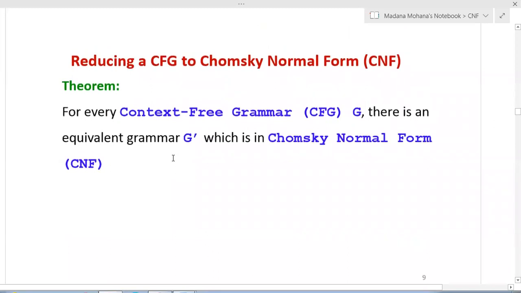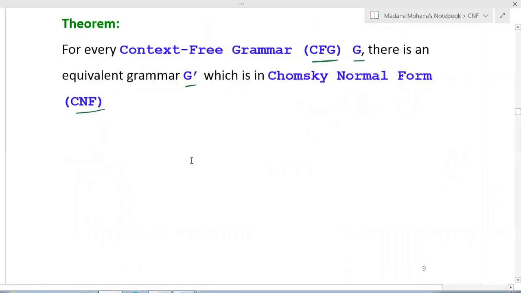Now, how to reduce or how to convert a given context-free grammar to Chomsky normal form? For this, there is one theorem. The theorem statement is, for every context-free grammar G, there is an equivalent grammar G dash which is in Chomsky normal form. That means you can take any context-free grammar, and there exists an equivalent grammar which is in Chomsky normal form. Using this theorem, a given context-free grammar is reduced to Chomsky normal form.